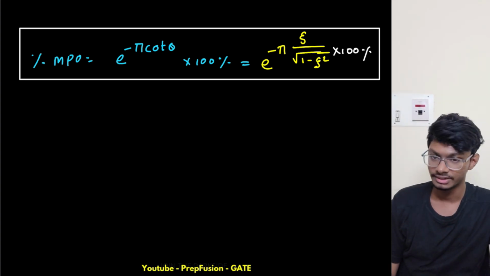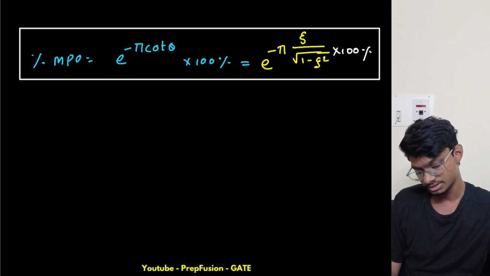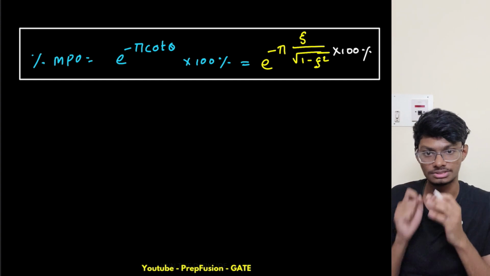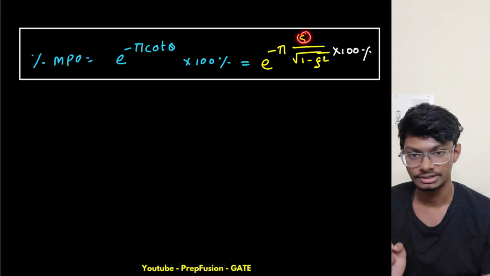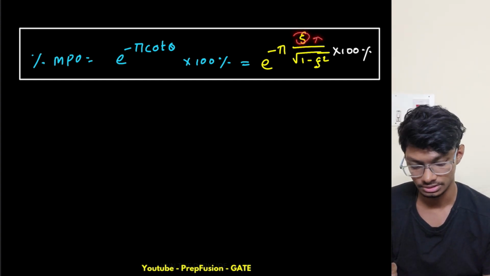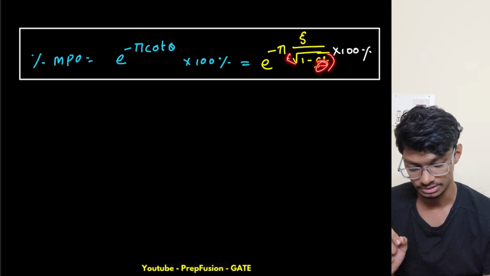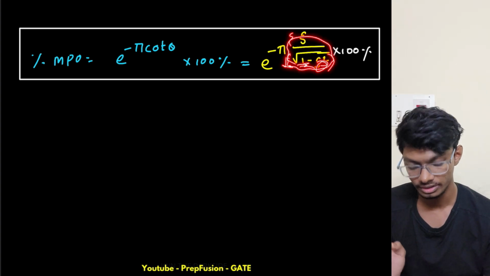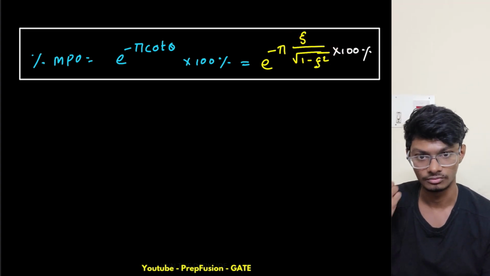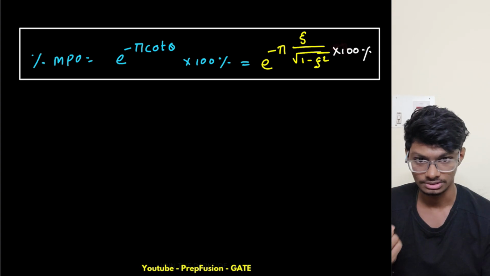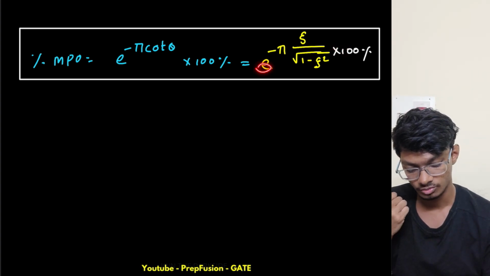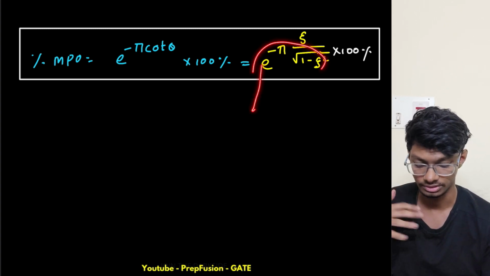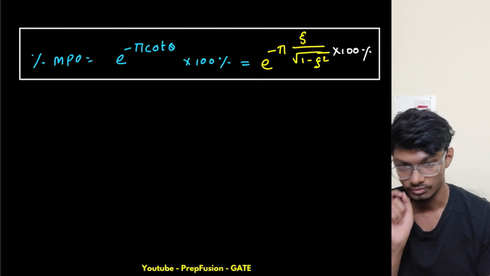Now what do I notice here? How is my maximum peak overshoot related to zeta? If my zeta increases, this numerator will increase, but the whole denominator will decrease. So this whole term will increase. Now if this whole term increases, what happens? Then my e raised to power minus pi something increases, so this will decrease. So what do I understand from here?